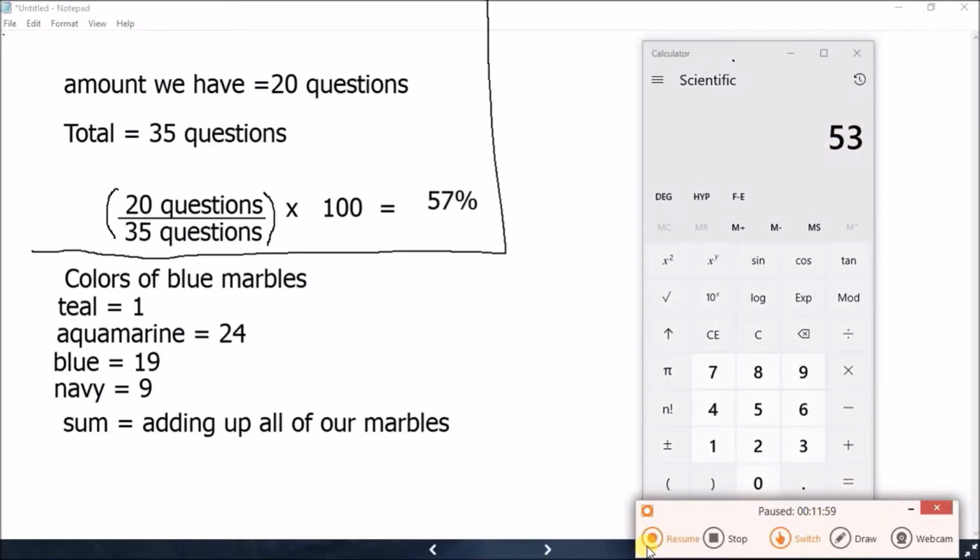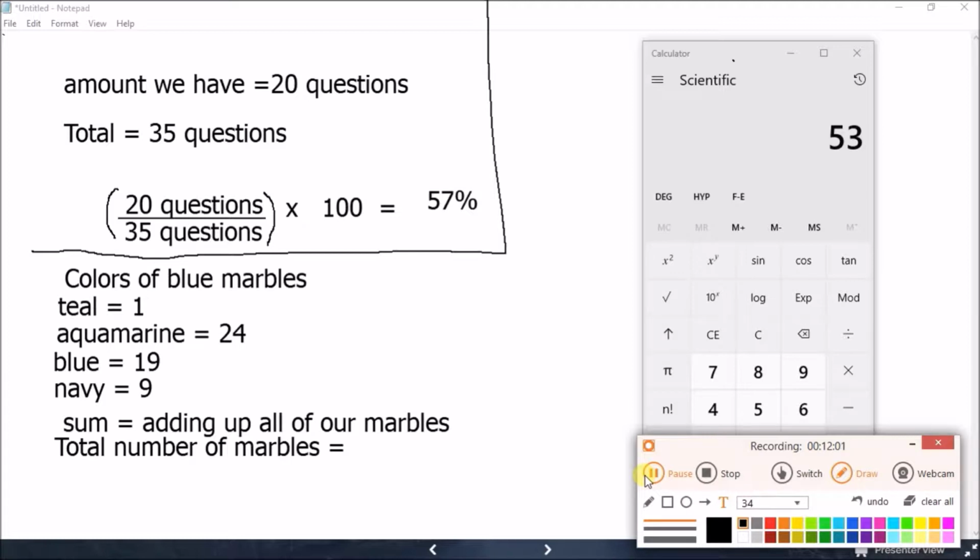And let's say the total number of marbles that I have is 52. 53 apparently is what I typed. So 53. Just kidding, that's the number we have already. So let's say I have 102. Great. So I have 102 marbles. I want to see what percent of my marbles are blue.